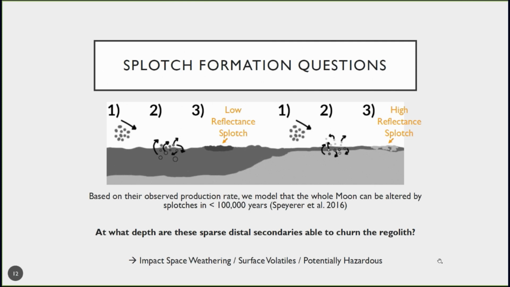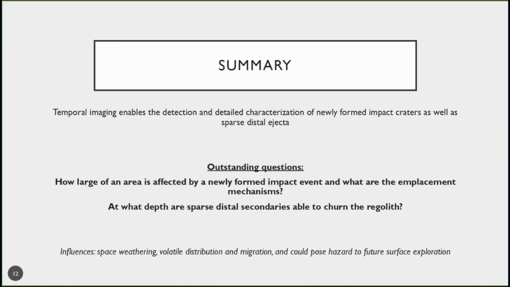So it's a pretty quick rate of coverage, but there are still questions that remain. There's been some modeling work, but questions remain on to what depth these sparse distal secondaries are able to churn the regolith, and that can impact both space weathering and how well you can keep surface volatiles, and they could also be potentially hazardous. We'll move on to the final slide.